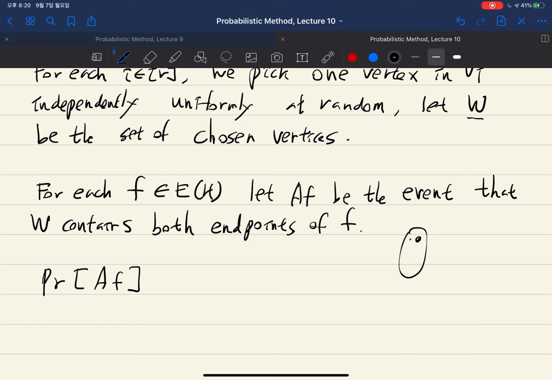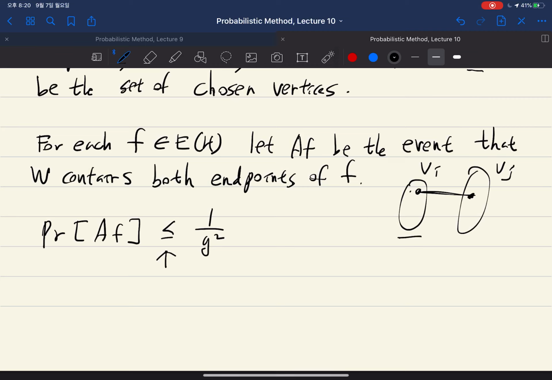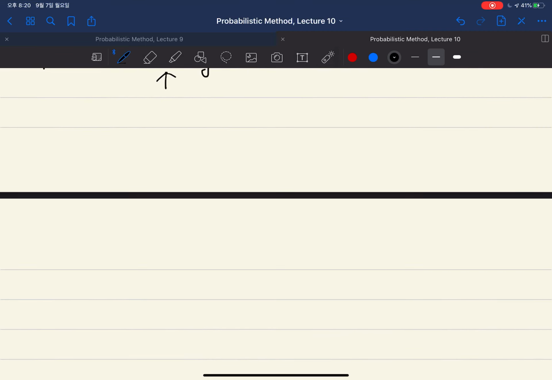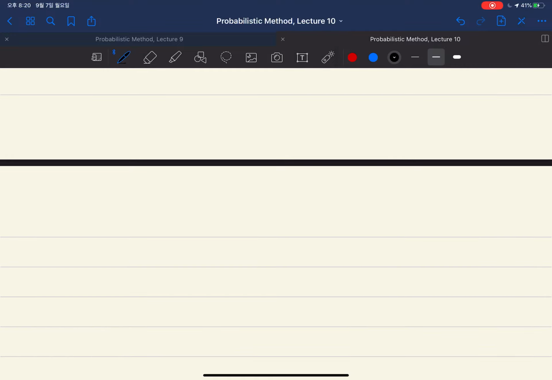So we consider some F which lies in VI and VJ. Then in order for this AF to happen, F to be inside of W, our chosen vertices from here must be here, and our one vertex chosen from here must be this, which happens with probability 1 over G square. Actually, this is an equality because we said that each set has size G. But anyway, we have this inequality, which is enough.